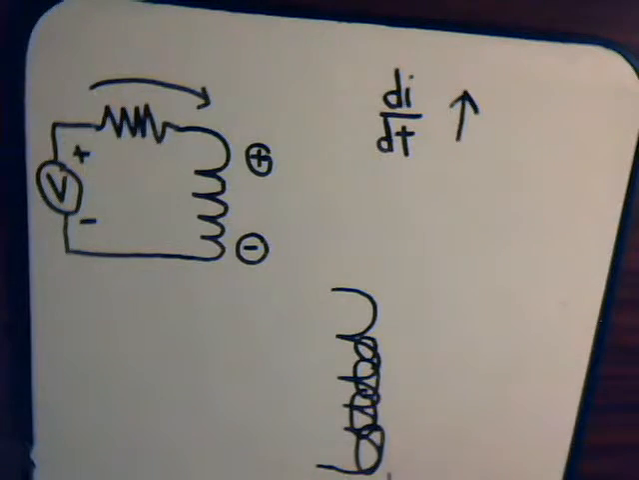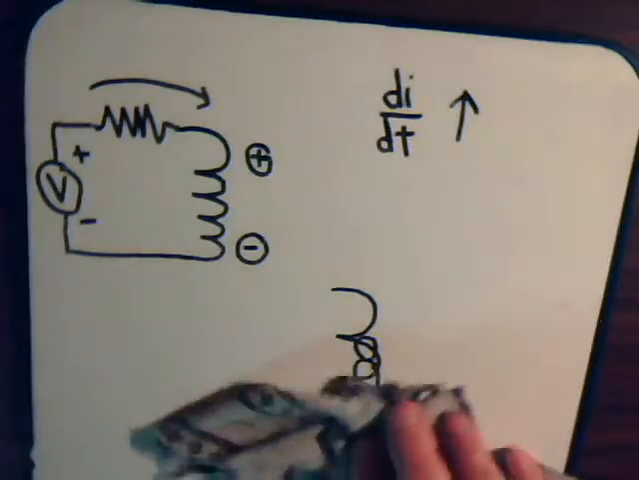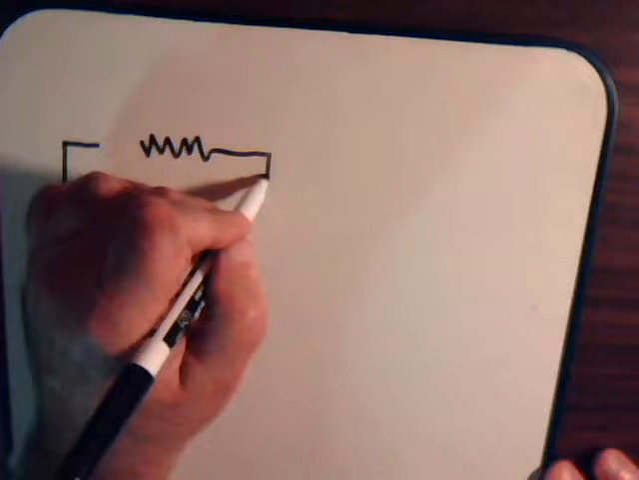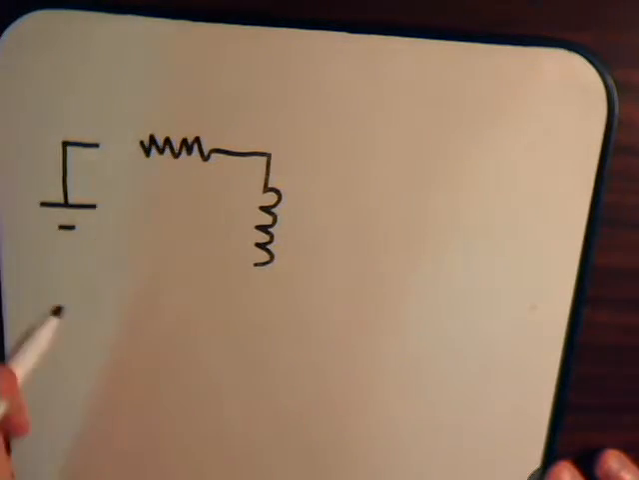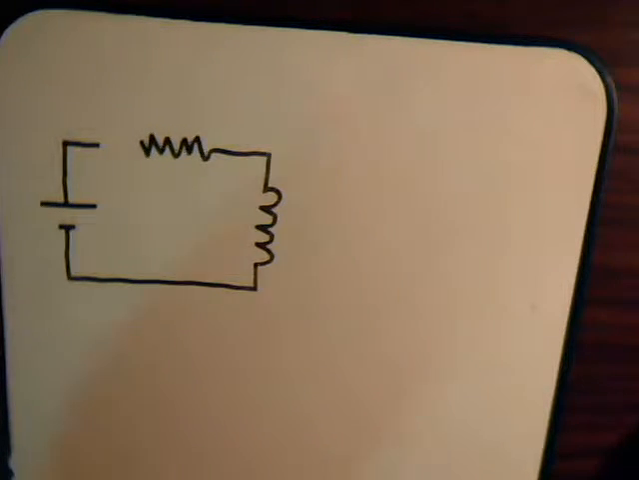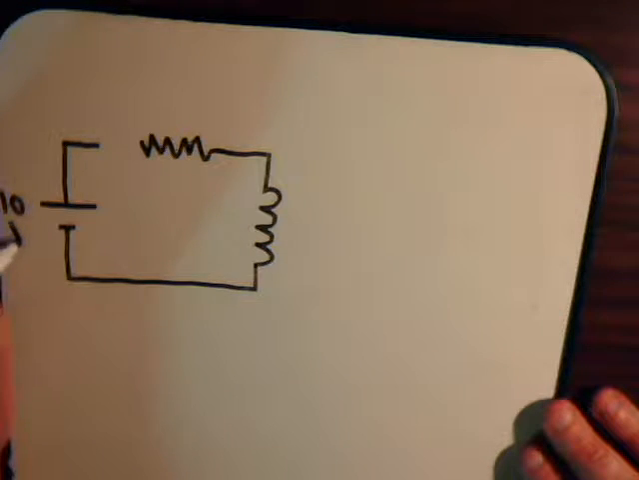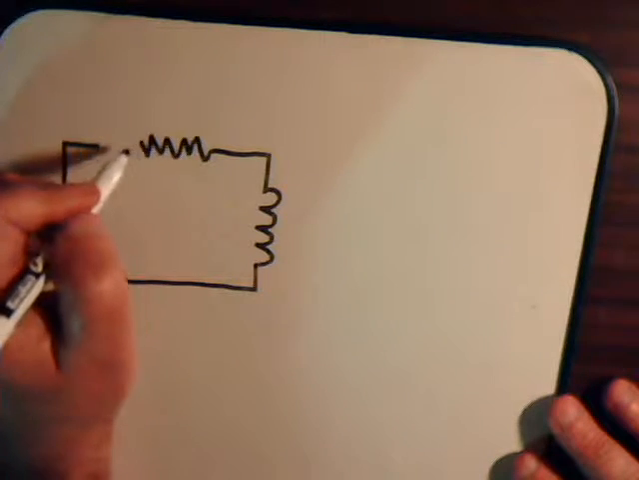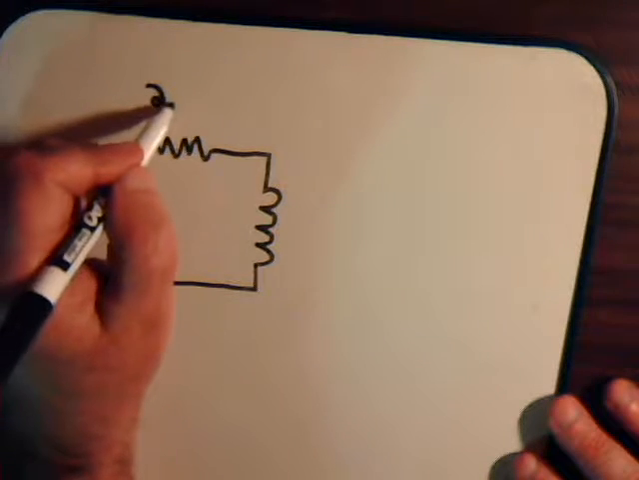Now, let's suppose that we had a very simple situation. We had a constant current source. So a coil hooked up to a battery. So we just have a battery, there's a resistor, and then we have our coil. Okay, and let's say this is just 10 volts, and this is, say, a resistor of 2 ohms.